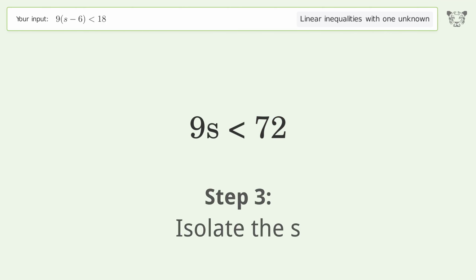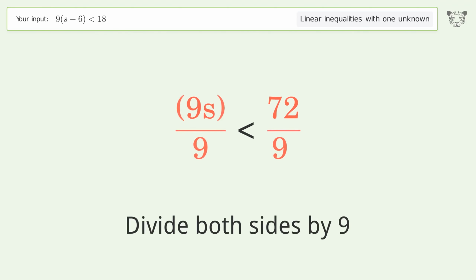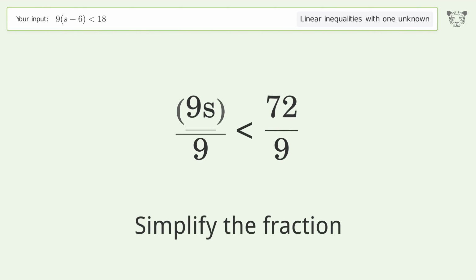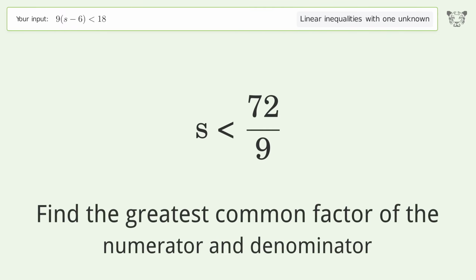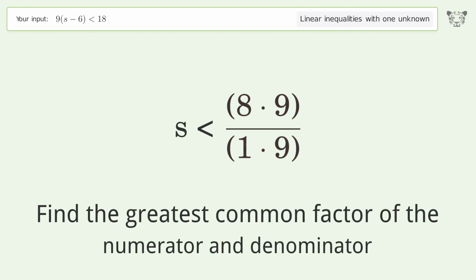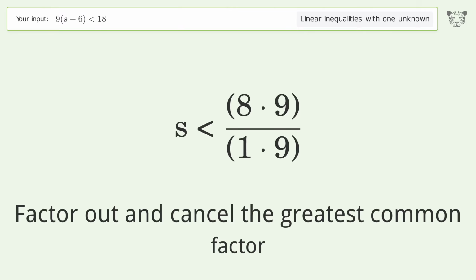Isolate the s. Divide both sides by 9. Simplify the fraction. Find the greatest common factor of the numerator and denominator. Factor out and cancel the greatest common factor.